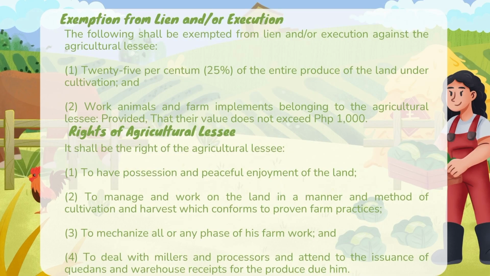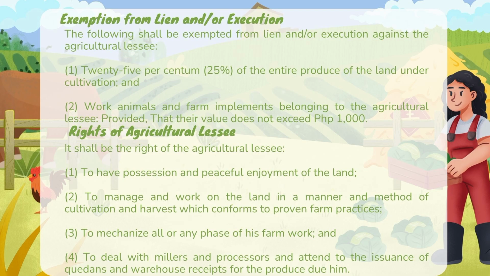Exemption from lien or execution: the following shall be exempted from lien or execution against the agricultural lessee. Number 1 is 25% of the entire produce of the land under cultivation. It means that 25% of the crops grown on the leased land cannot be seized to pay off the farmer's debt.